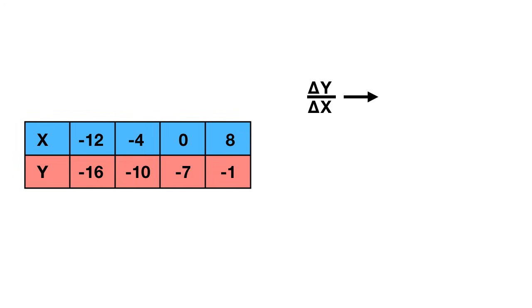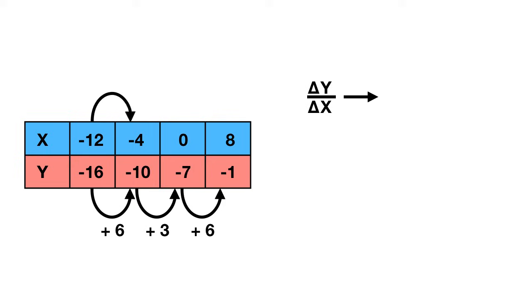When you do this, we see moving from -16 to -10, you're increasing 6. But -10 to -7, you're only increasing 3. And then -7 to -1, you're back to increasing by 6. On our x values, when we move from -12 to -4, we're increasing by 8. But -4 to 0 is only increasing by 4. And when we move from 0 to 8, we're increasing by 8.